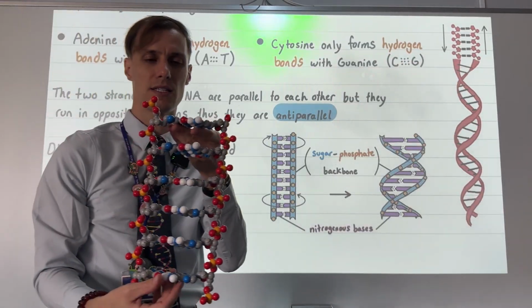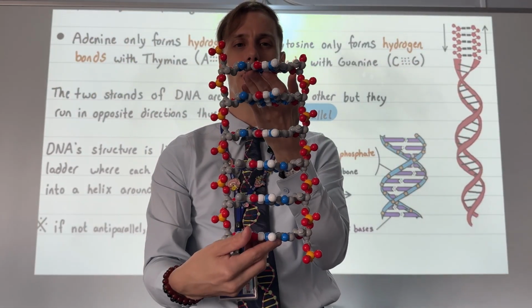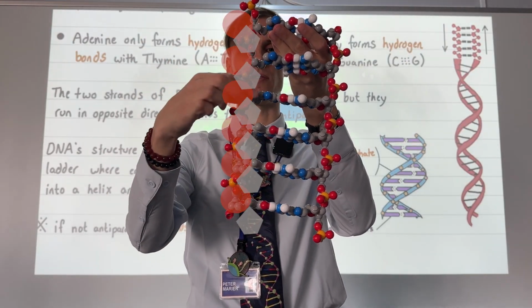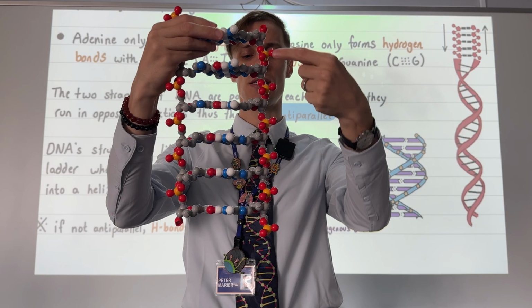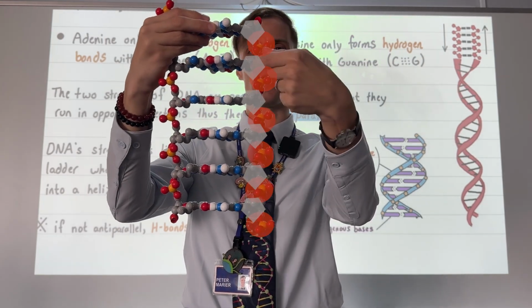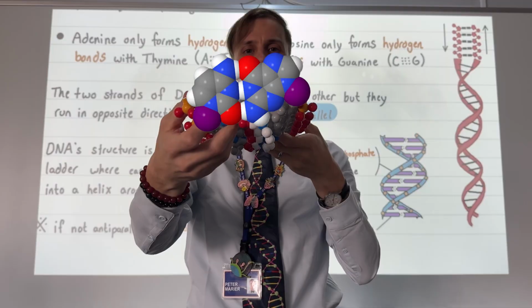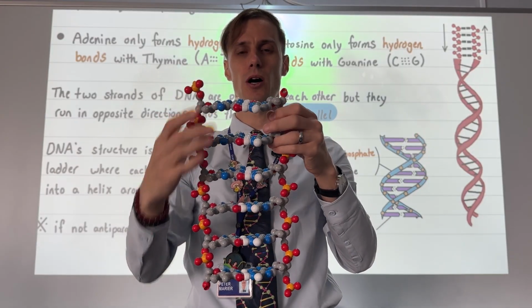If we take a look at a simplistic model of DNA like right here, I have my phosphate, sugar, phosphate, sugar, phosphate, sugar, and then notice that on this side it's sugar, phosphate, sugar, phosphate, sugar, phosphate. Here in the middle are my nitrogenous bases forming hydrogen bonds with each other.